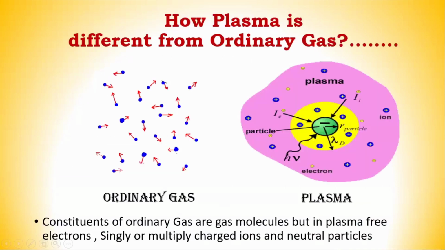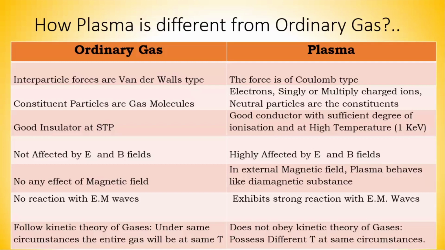Now, how is the plasma gas different from the ordinary gas, right? Ordinary gas consists of molecules, right? But plasma consists of a mixture of all the things you can see in the picture. It consists of positive charges, negative charges, neutral particles, some pions and muons, which are particles that may be there inside the plasma, and the neutral particles also. So let us see how the plasma gas differs from the ordinary gas, the difference between the plasma gas and the ordinary gas.